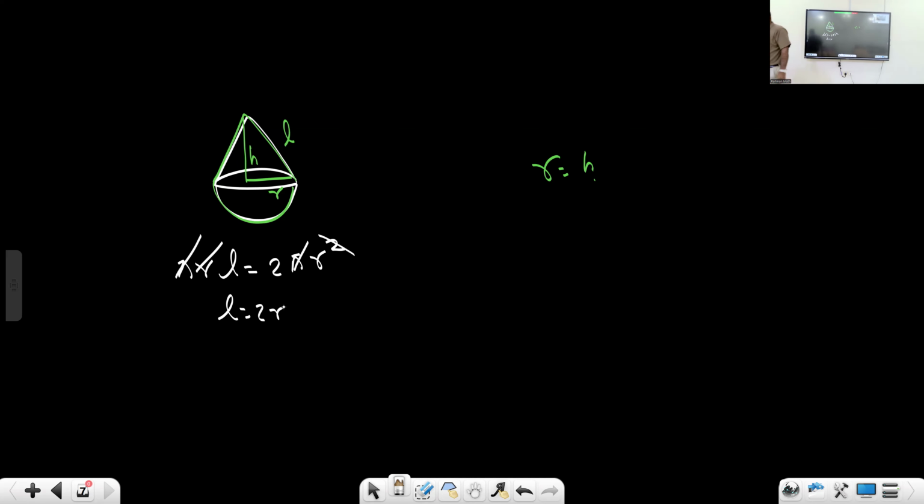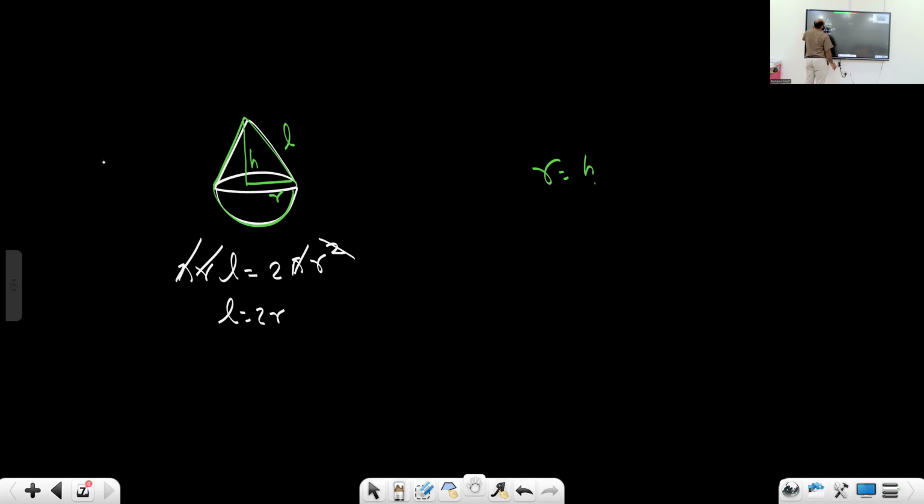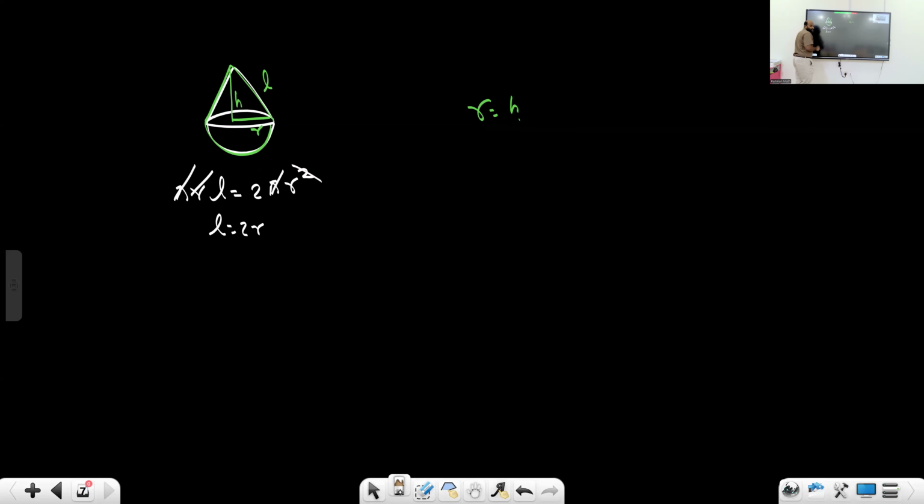One relationship you know. What is that? L square equals h square plus r square. Substitute in that one. We did a similar question in the class. What is L? 2r, so 4r square equals h square plus r square. Simplify, you want to get r is to h.